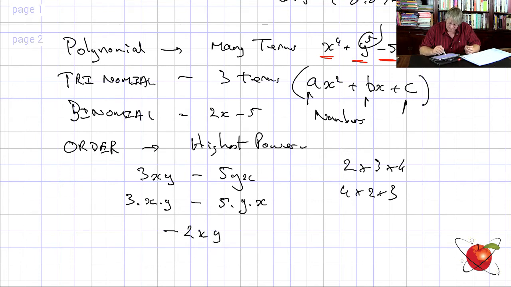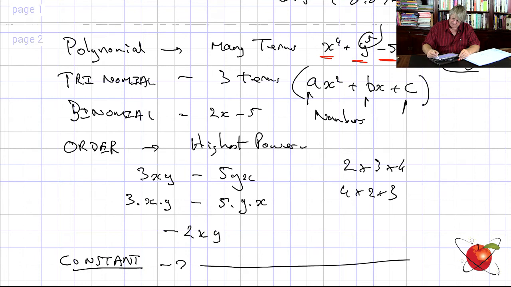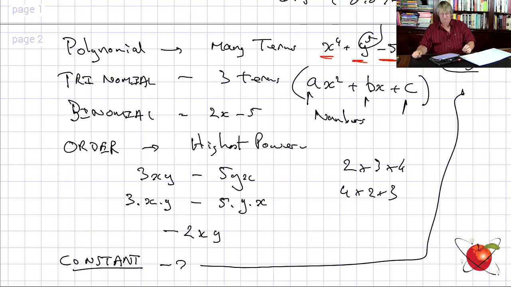Okay? What is a constant term? What is the constant? The constant, we're recapping, is this minus 7. It's minus 7 over there. That is the constant term.